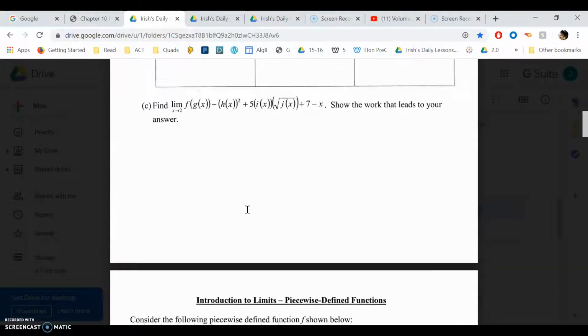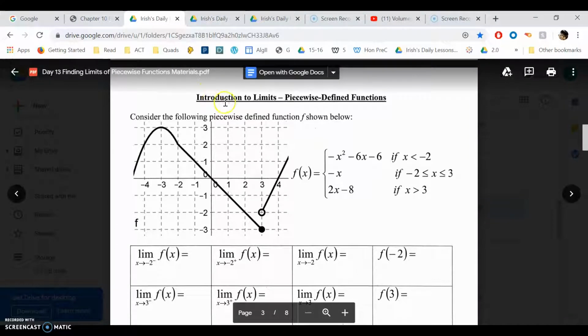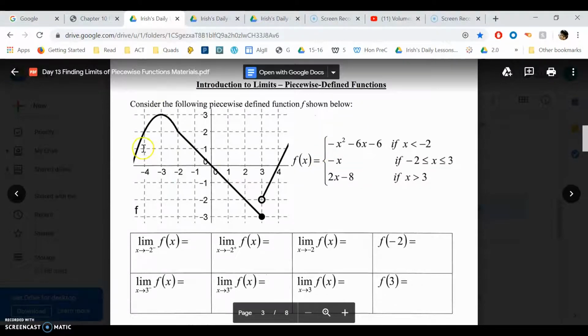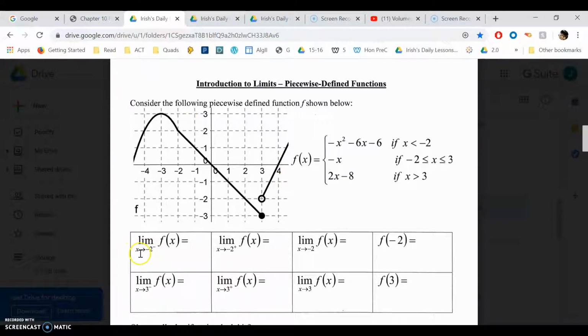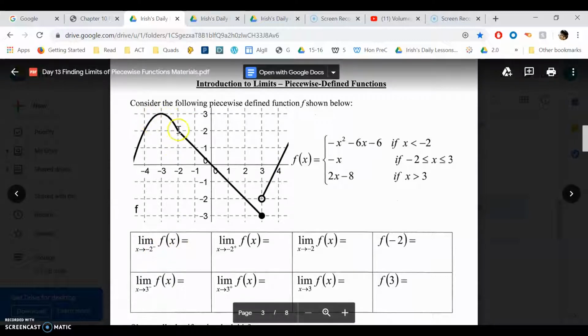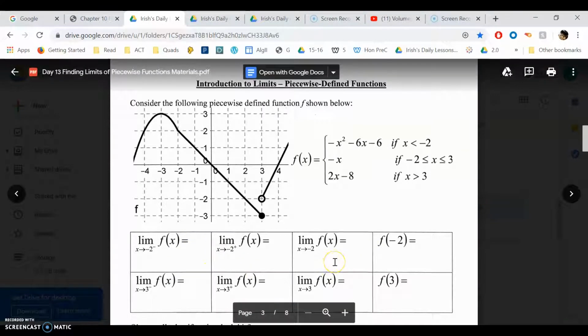All right? Now, here is what we're doing today. Introduction to limits, piecewise defined functions. Write that down on the top of your sheet of paper. Before, and you guys got really good at this, you see the piecewise function right here. We were able to find the limits here, like the limit as x approaches -2 from the left of f of x. So as x approaches -2 from the left, the answer is, bam, 2, like that. And you guys got really good at this.